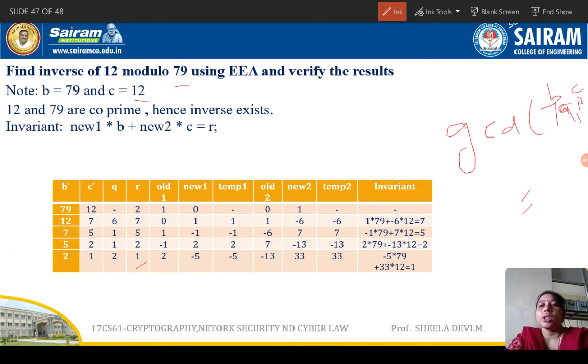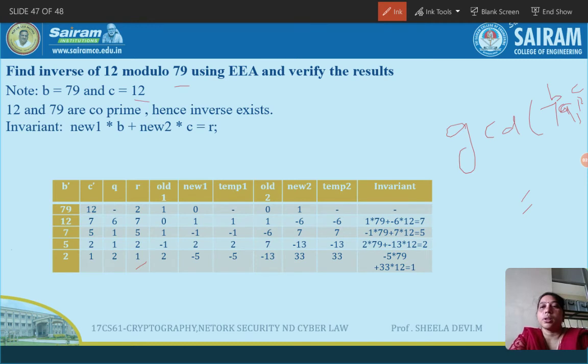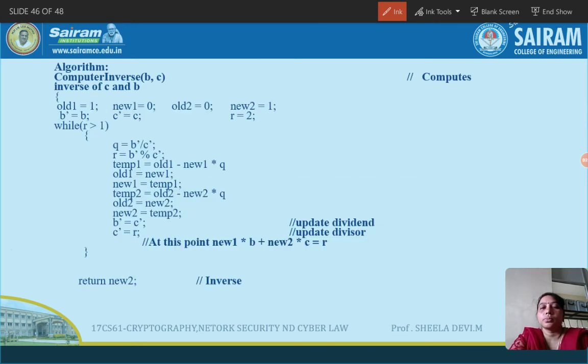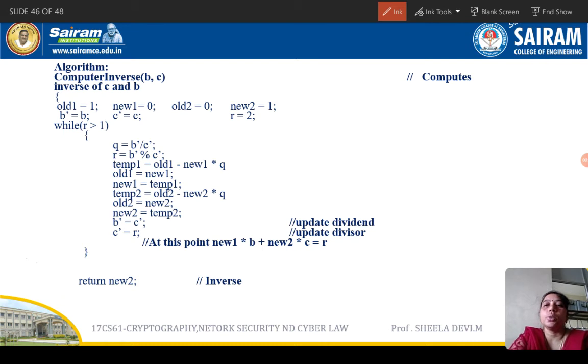So what is the first step? We'll refer to the algorithm and I'll explain. Old 1 is equal to 1. Now we have to assume the values of old 1, new 1, old 2 and new 2. So old 1 is equal to 1, new 1 is equal to 0, old 2 is equal to 0 and new 2 is equal to 0. And we are assuming B dash is equal to B and C dash is equal to C.